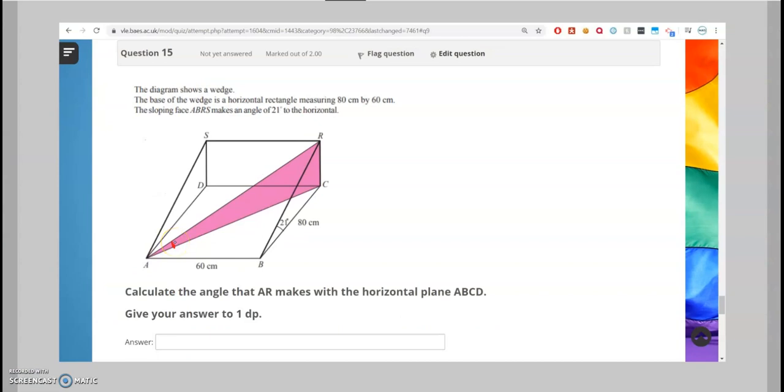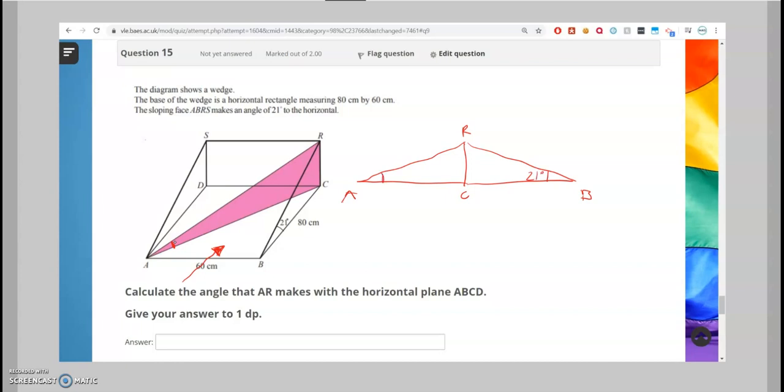Now, if we were to look at this from this position, what this is going to look like is very similar to this. So this is CR, and we've got B over here opening up, and on the other side we have A connected with R. So we know this is 21 degrees.